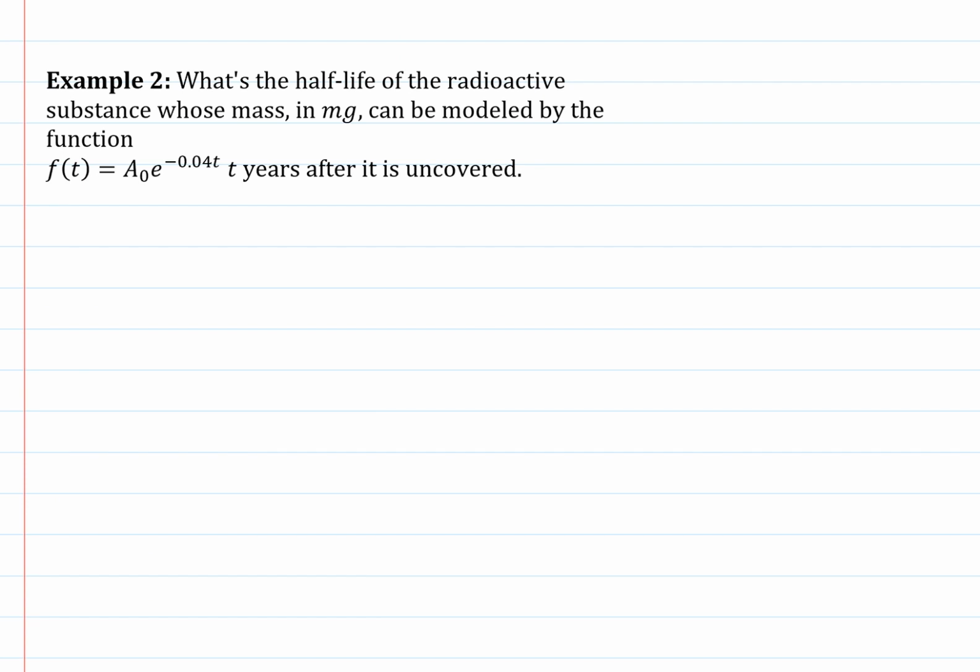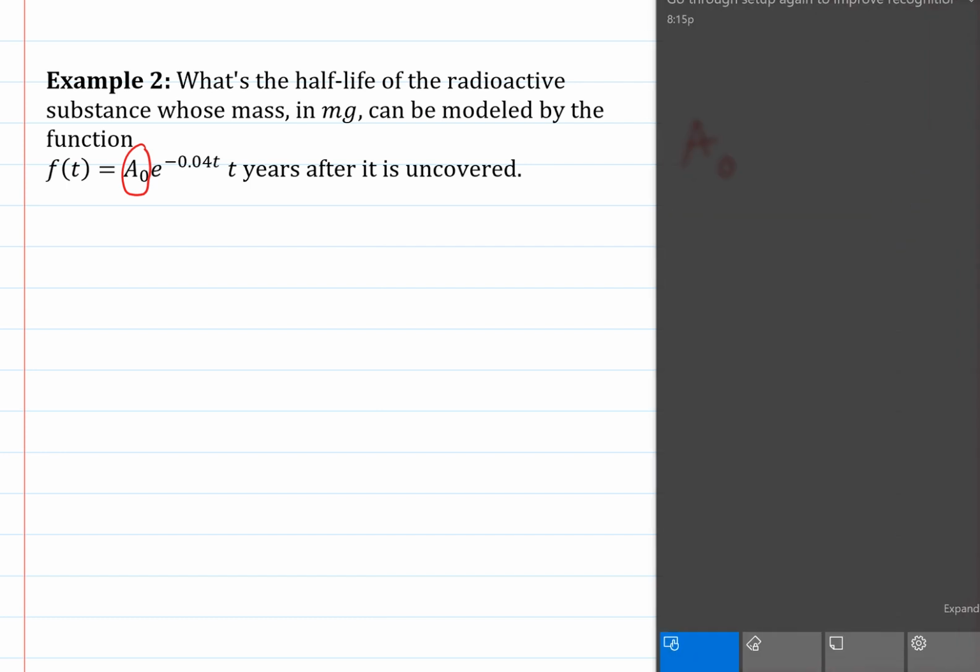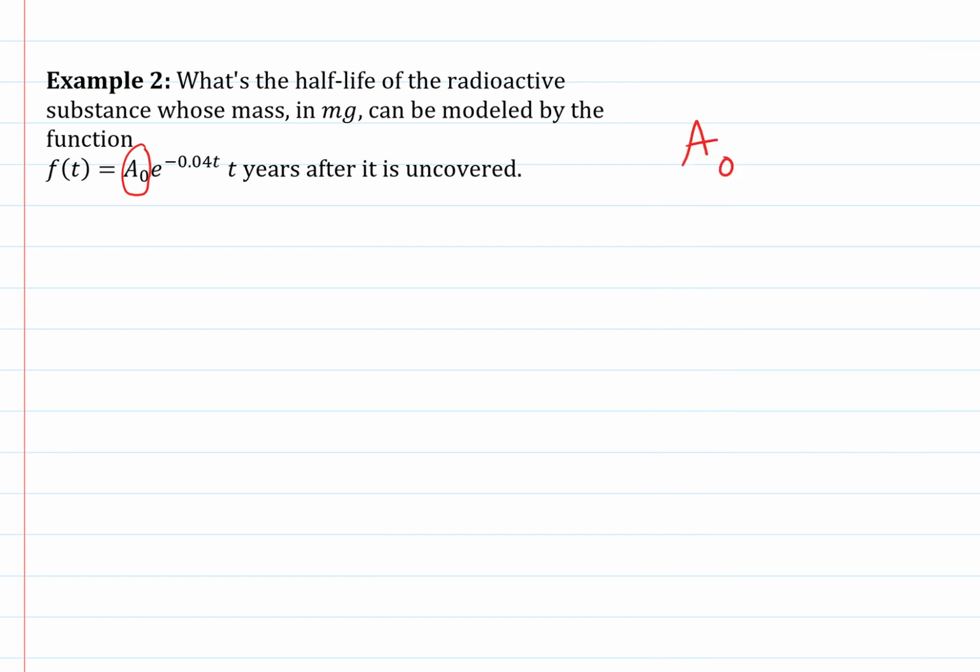A naught is how we pronounce this. It looks like a capital letter A with a subscript of 0. This represents some initial, or original, that's why we use 0, amount of the substance. So we don't know how much of the substance you started with, but if we're looking for half-life, that's the amount of time that must pass before half of your substance is left.